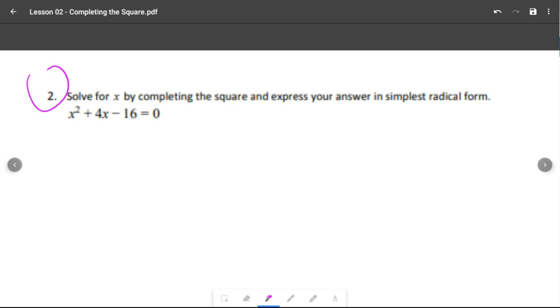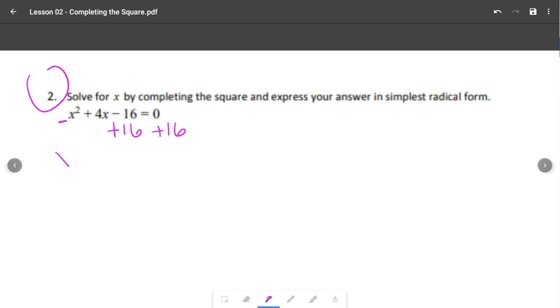All right, so step 1, if there was a leading coefficient, divide it out. In this case, we're good to go. So step 2, we're going to add the constant to the other side. So we have x squared plus 4x equals 16 now.